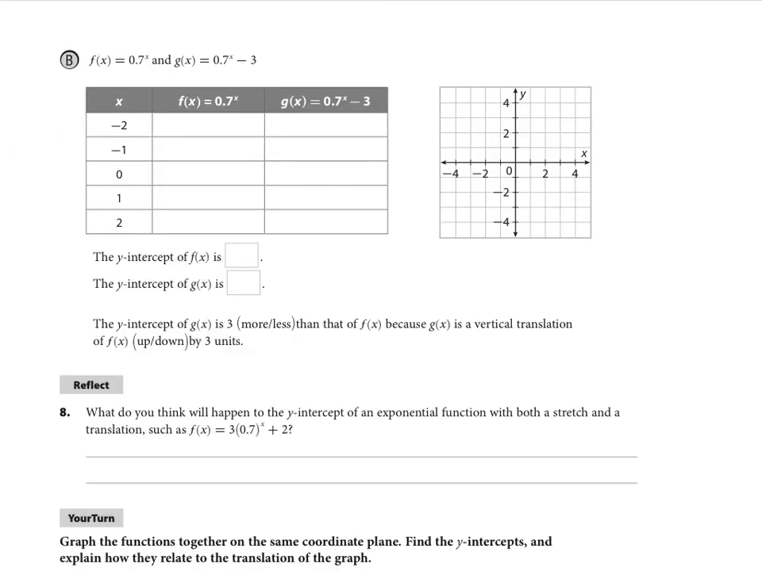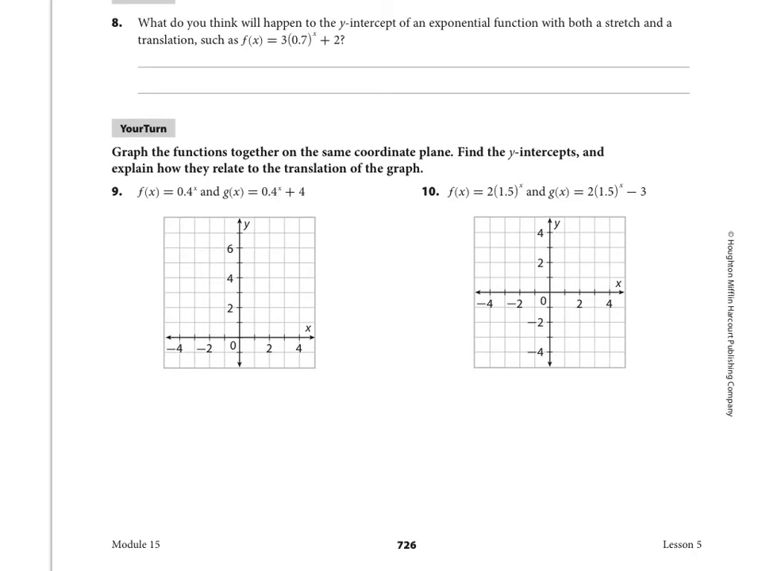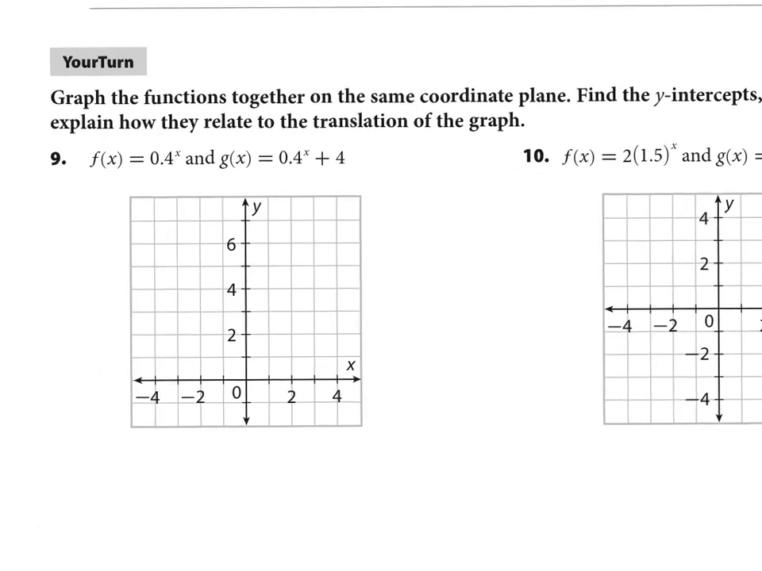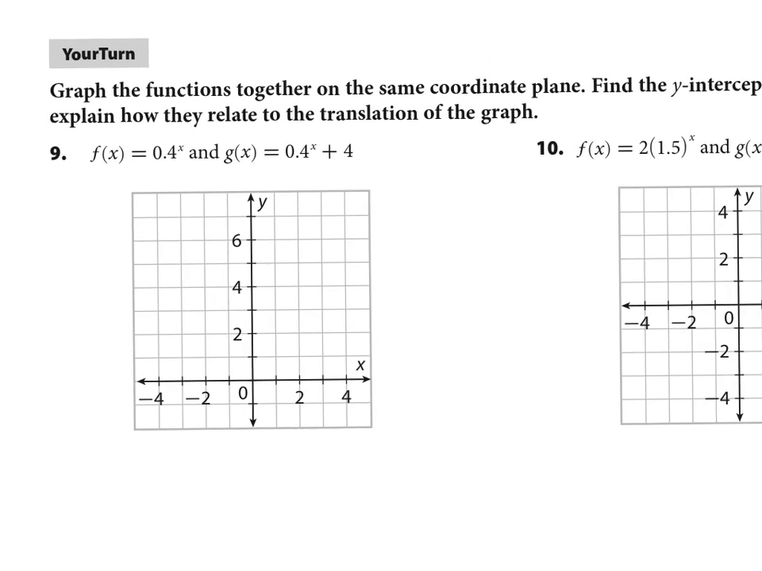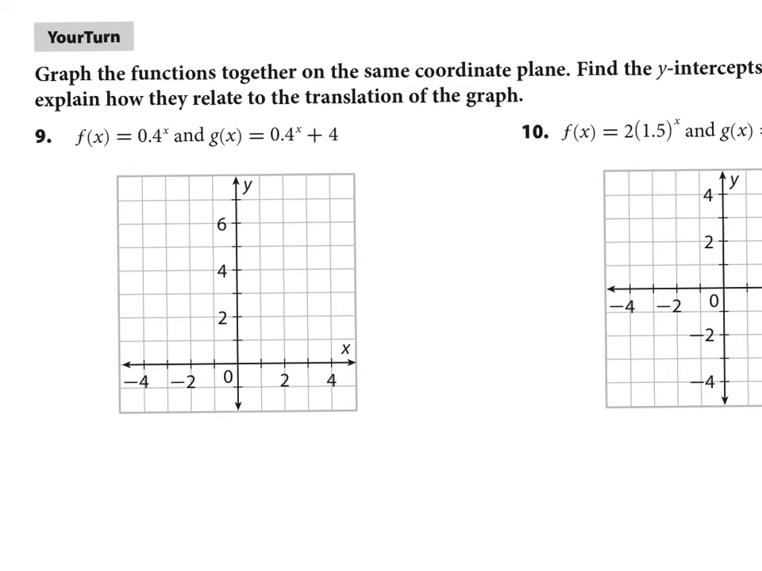Let's go ahead and go to these, okay? Graph the functions together on the same coordinate plane, find the y-intercepts, and explain how they relate to the translation of the graph. So all I want to do is talk about the translation itself, because now we've seen how to graph them, and you can graph them on the calculator. So what I want to look at is how are the equations different?